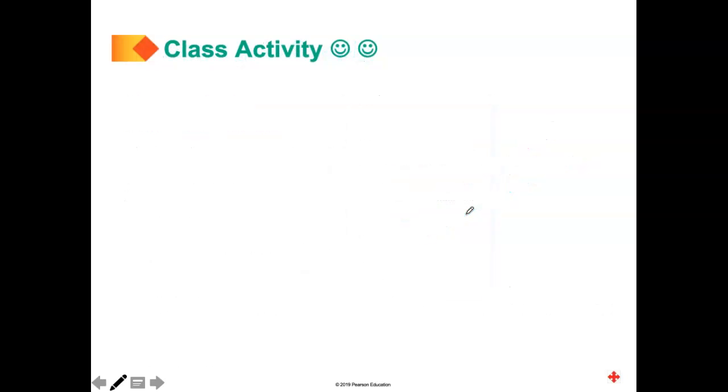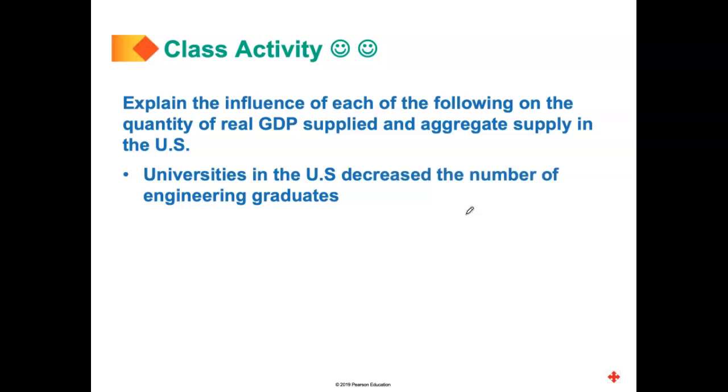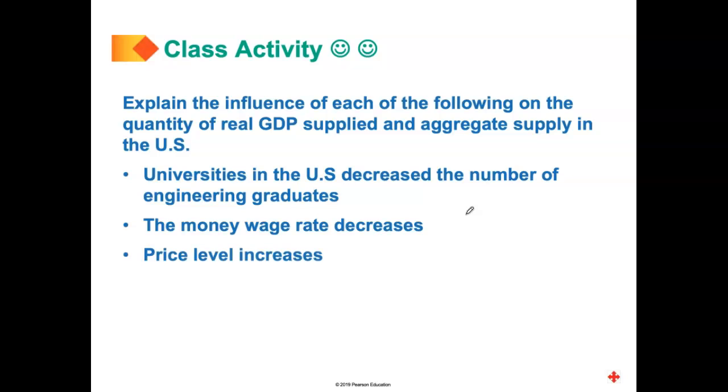Now, I want you guys to take a look at these scenarios and see what will happen to aggregate supply and the quantity of real GDP supplied when universities in the US decrease the number of engineering graduates, so there are fewer workers in the economy, when the money wage rate decreases, and when the price level increases. Try and see if you can solve this using the examples and concepts I've given. Just try and work through this and we'll come back and I'll work through it with you. Thank you.